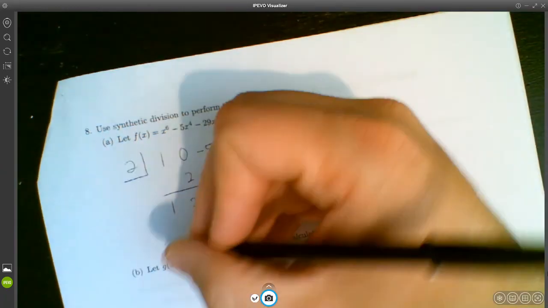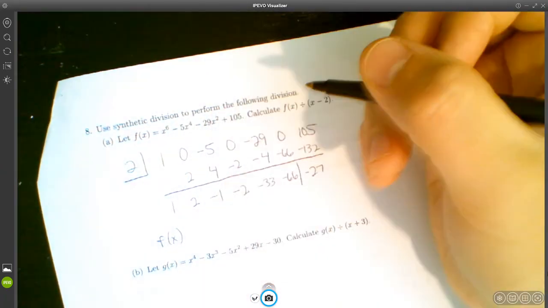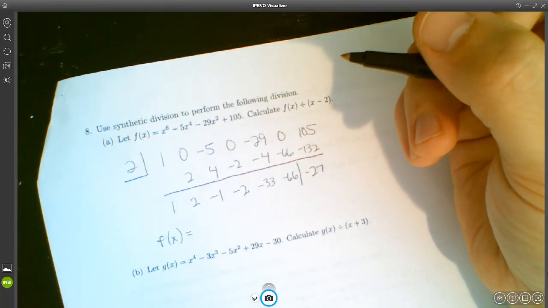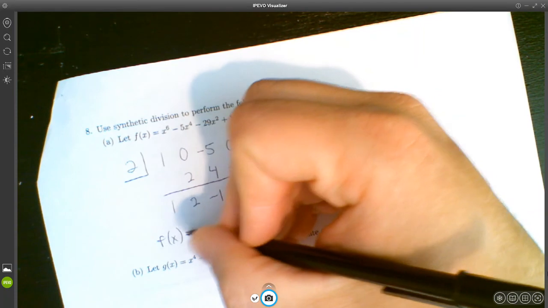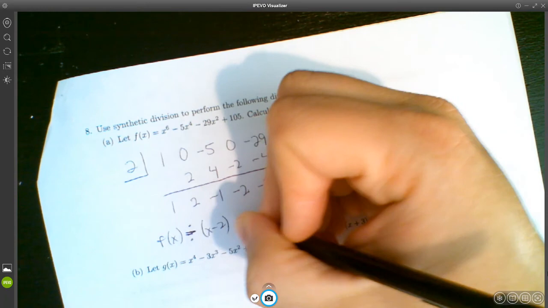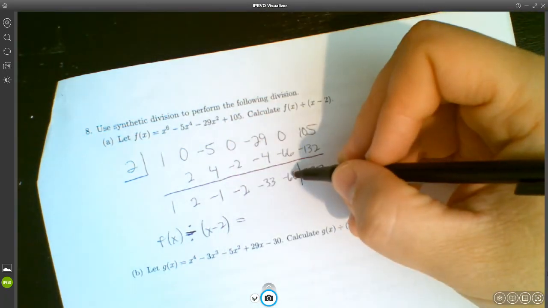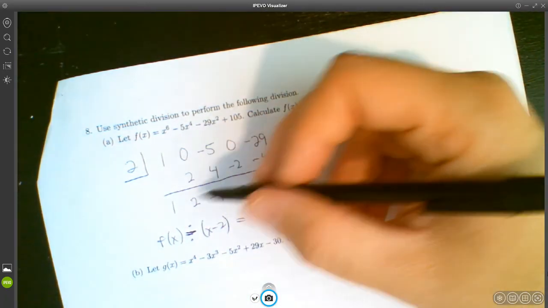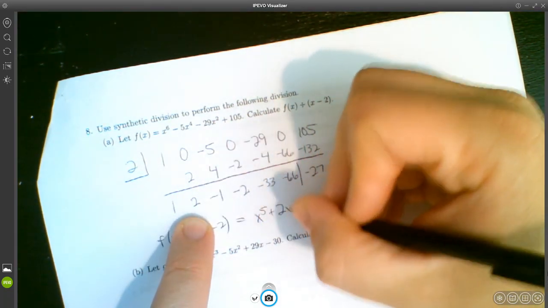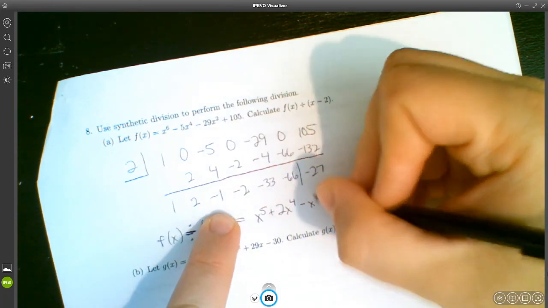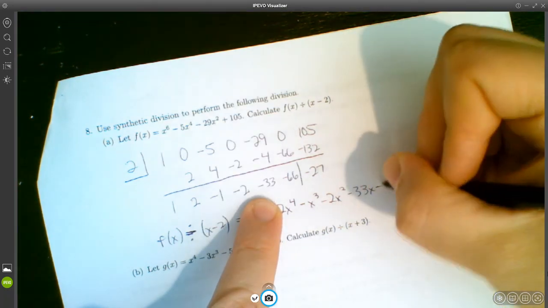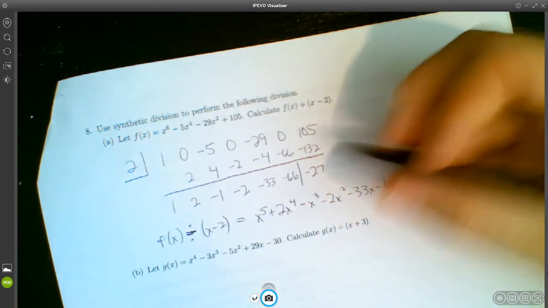So f of x divided by x minus 2 is, well, let's see. This is x to the 0, x to the first, second, third, fourth, fifth. So it's 1x to the fifth plus 2x to the fourth minus x cubed minus 2x squared minus 33x minus 66. And then this is a remainder.